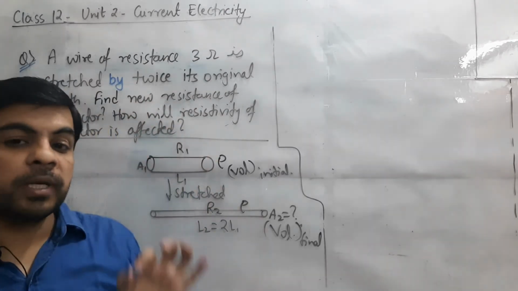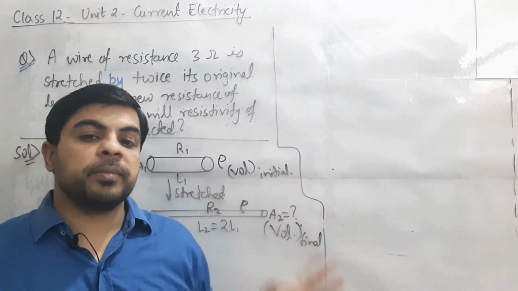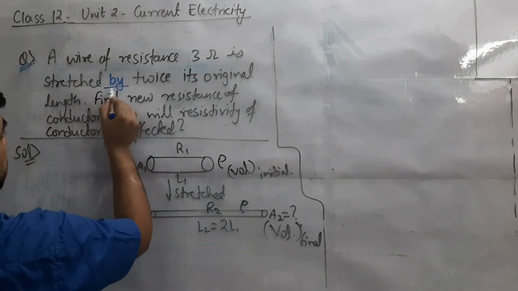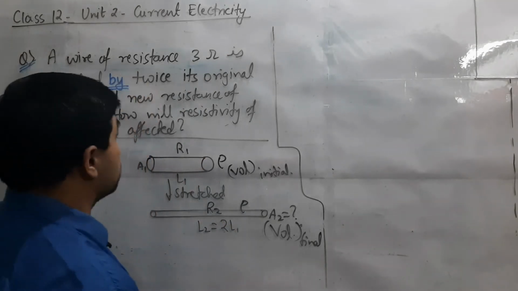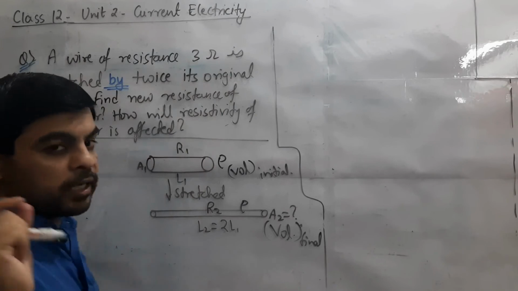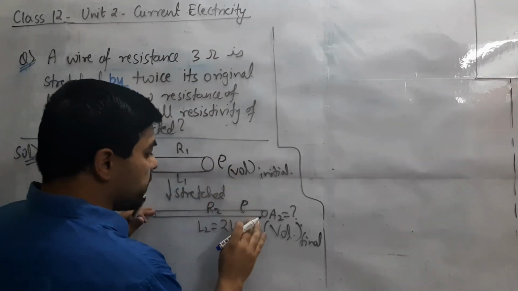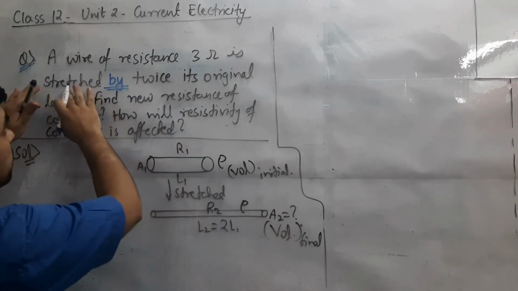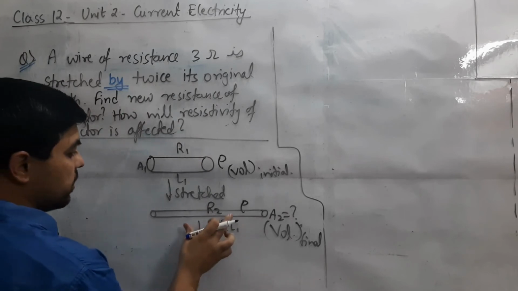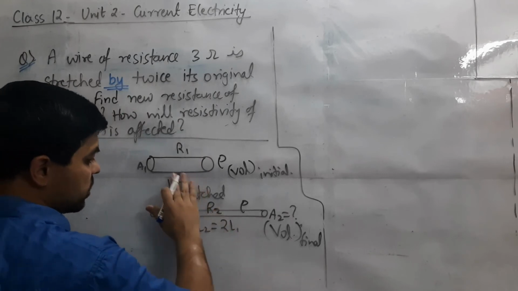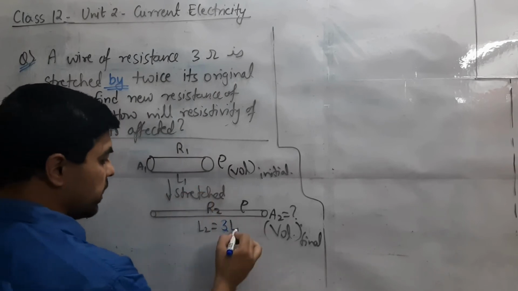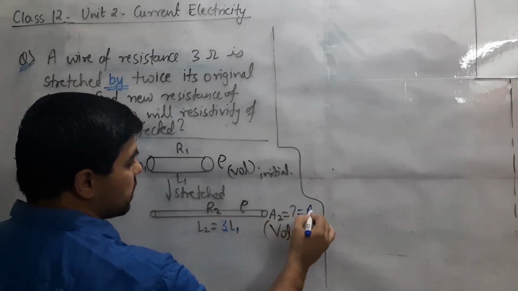Obviously resistivity will remain the same, but the answer will not be the same as we discussed earlier, that is 12 ohm. It will change because now the word 'by' is telling us something different. If it is written like this, a wire of resistance 3 ohm is stretched to twice its original length, it means with respect to initial, the final total length is twice. But here it is stretched by twice its original length, then the new length will be L plus twice the original, that means 3L. So here L2 will be 3L1, and similarly A2 you will get as A1 by 3.